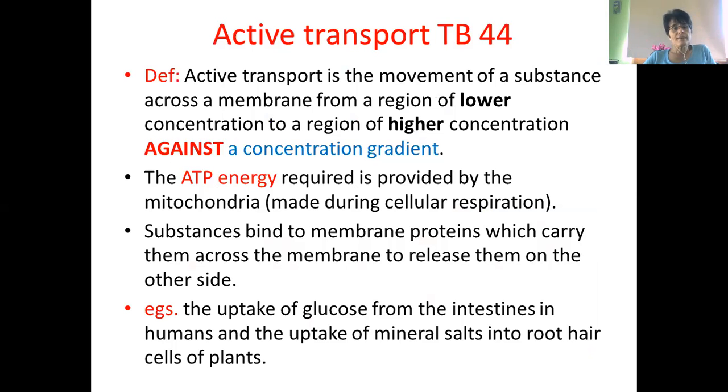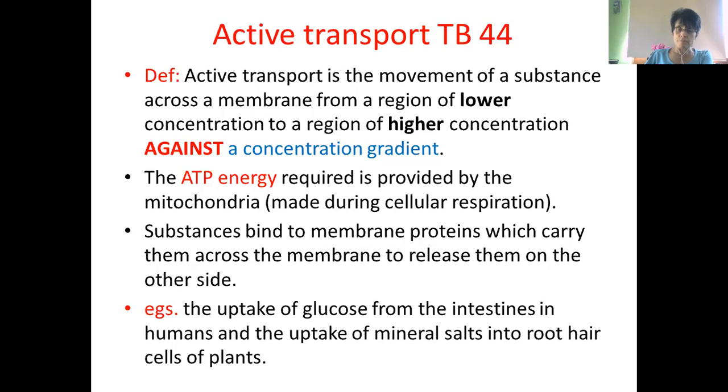All right, so there's the summary of active transport. It's the movement of substances across a membrane from a region of lower to higher concentration, against the concentration gradient, not the norm, okay? ATP is used because the mitochondria break down sugar to release energy, all right? The substances bind to those membrane proteins, which help carry those molecules across the membrane against the concentration gradient. And that's the example that we were discussing, the uptake of glucose from the intestine into the blood capillaries, or plants. If there's a few salts left in the soil, but they still need them, all right?